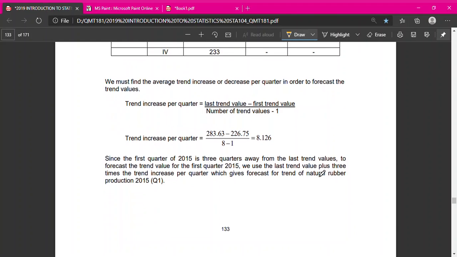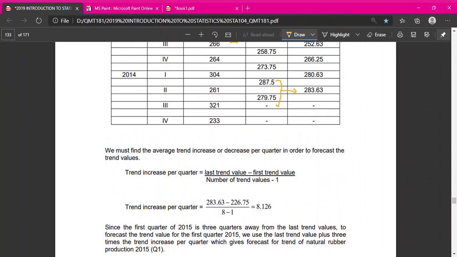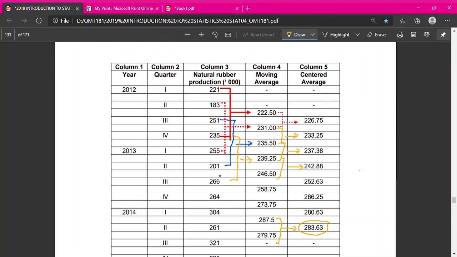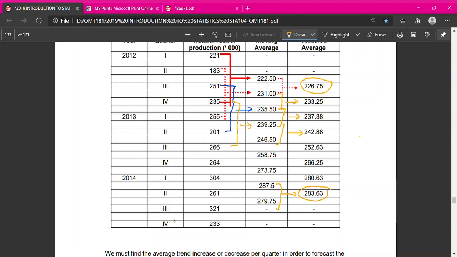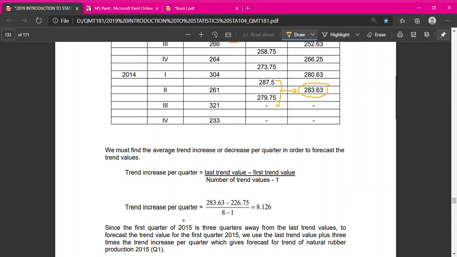Okay, forecast the trend. So this is the step. First of all, kena cari dulu trend increase per quarter, which is the formulanya adalah last trend value minus dengan first trend value divide dengan number of trend minus 1. Last trend values is 283 minus dengan first trend values, which is 226. Okay, divide dengan number of trend values. Berapa number of trend values? 1, 2, 3, 4, 5, 6, 7, 8. So because of that, here will be 8 minus 1.